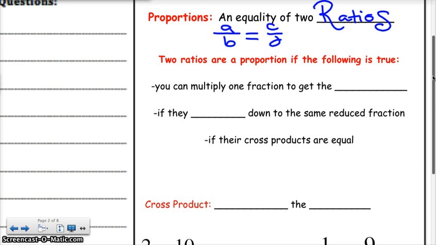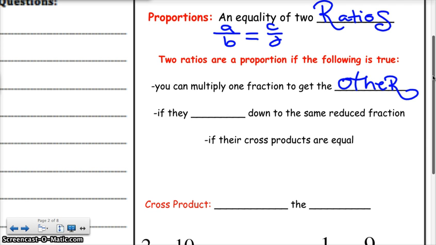So you're going to need to know what a proportion is, okay, and how to identify it. It's really setting two ratios equal to each other, or two fractions equal to each other, and you're going to be asked to determine, do two ratios form a proportion? This is how you can tell. If you can multiply one fraction to get the other fraction, it's a proportion.